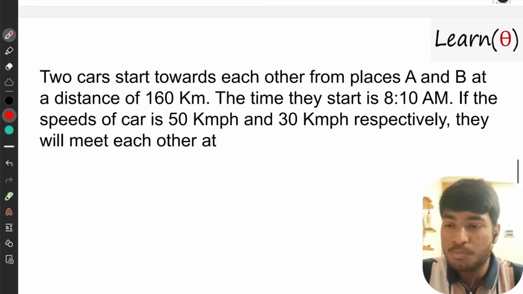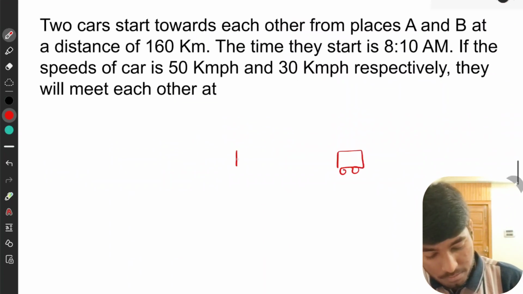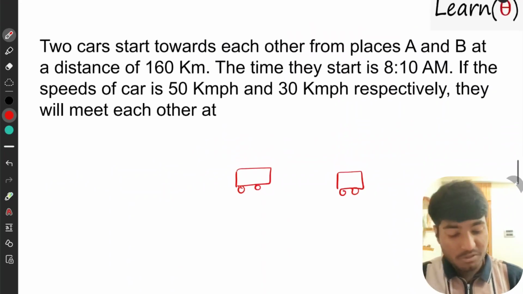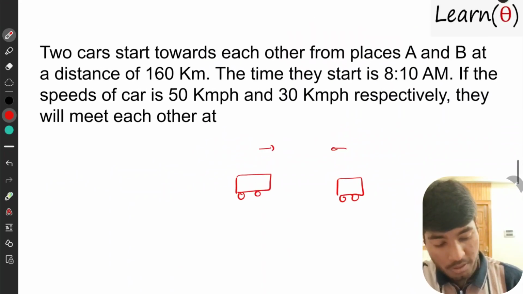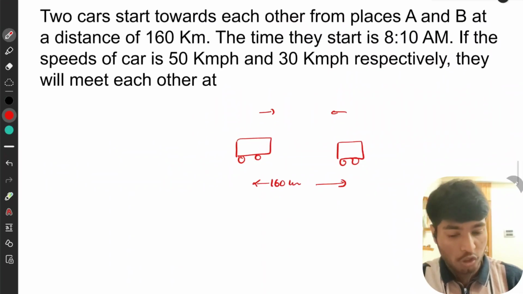The question says that car number 1 and car number 2 both start moving toward each other. The distance between them was 160 kilometers.